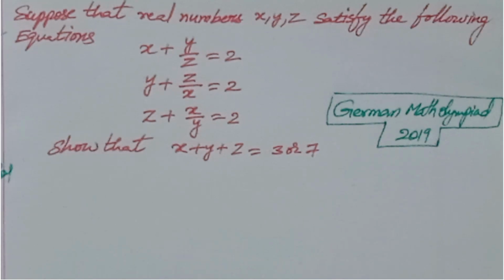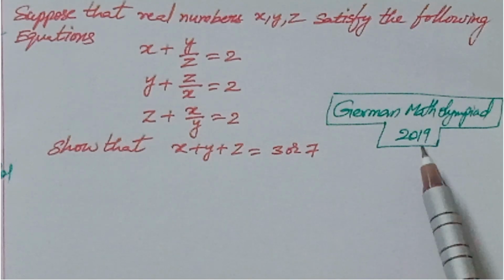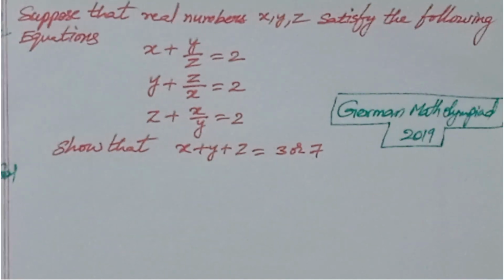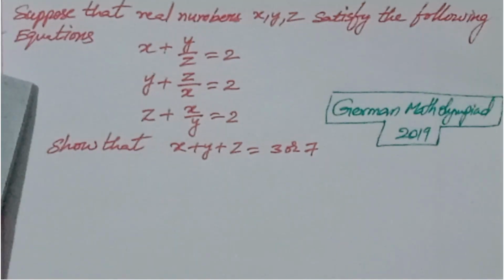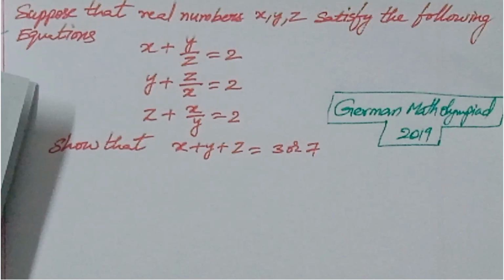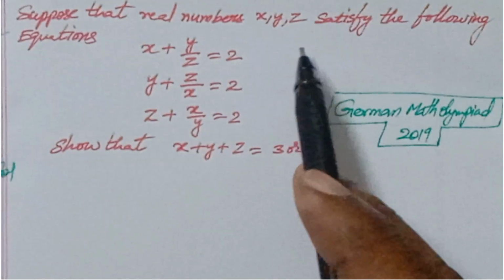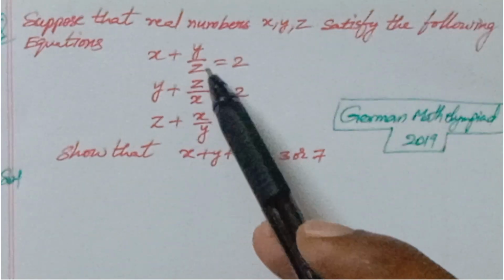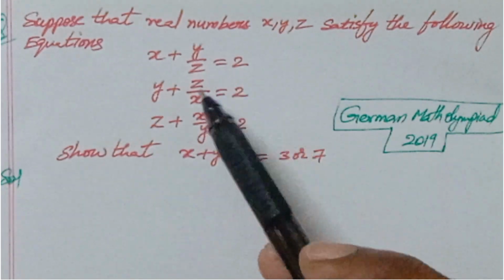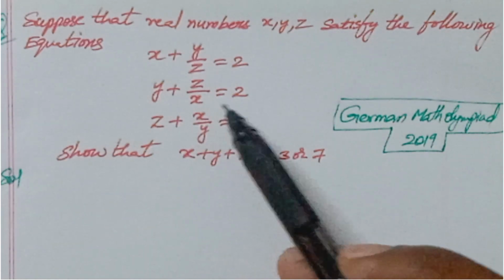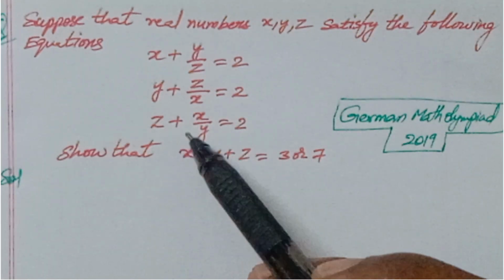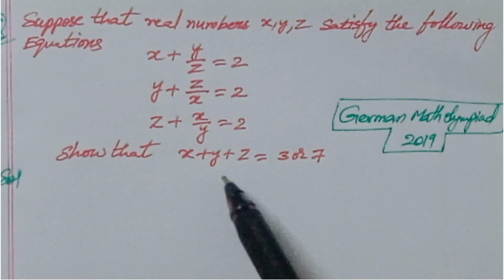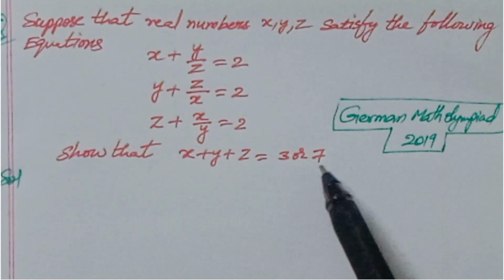So we'll be looking at German Math Olympiad 2019. Suppose that real numbers x, y, z satisfy the following equations: x plus y by z equals 2, y plus z by x equals 2, z plus x by y equals 2. Show that x plus y plus z is equal to 3 or 7.